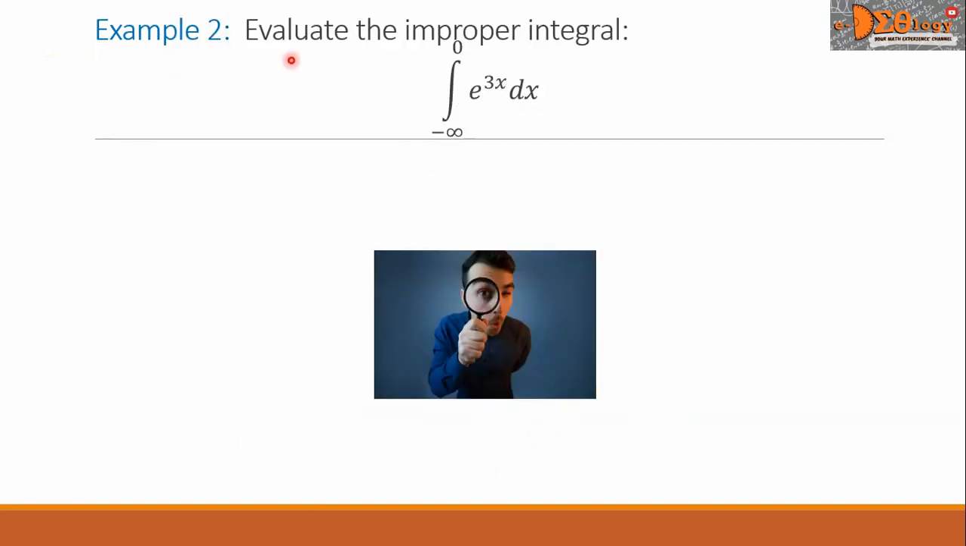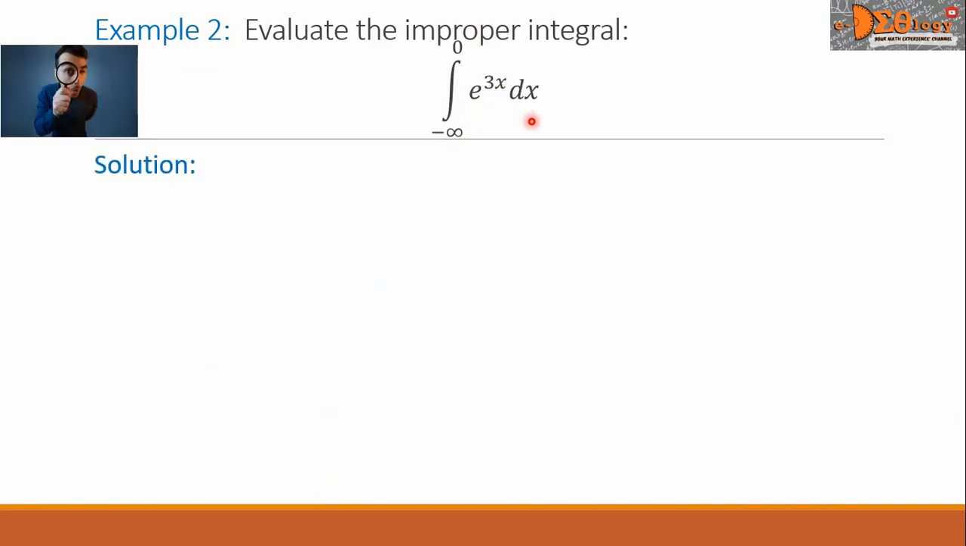Example 2. Evaluate the improper integral: the integral from negative infinity to 0 of the function e raised to 3x dx. Let us copy this integral down here, and because of this negative infinity in the lower limit, this is a type 1 improper integral. So the formula will be the limit of the integral from a to 0 of the function e raised to 3x dx as a approaches negative infinity.